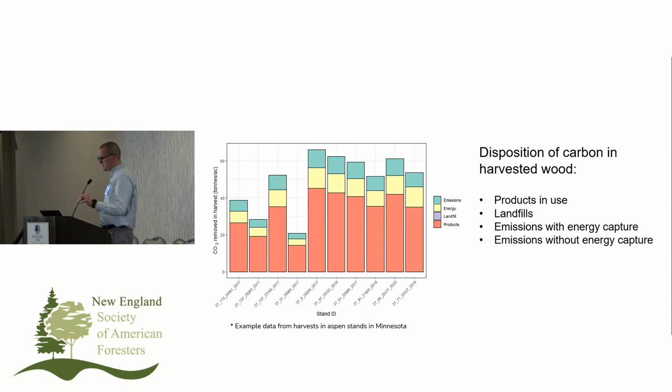Working on a project in Minnesota now. This is just example FIA data from 10 example aspen stands in Minnesota. And what you're seeing here is some output that shows how much harvested wood is from these different harvests that occurred. I can't even remember what kind of harvest we did in these stands, but we did something, and we've got some harvested wood that's a part of our output.